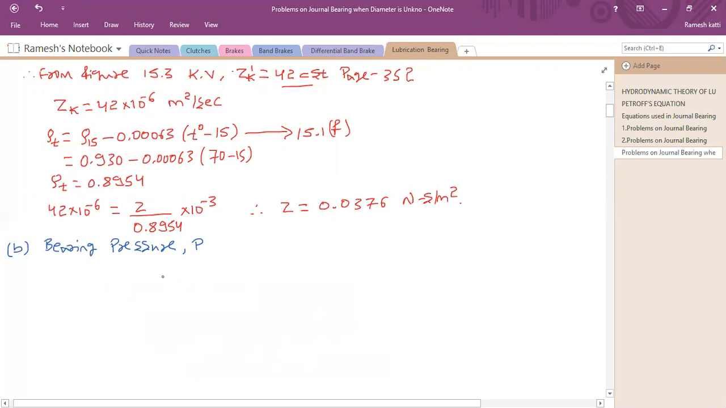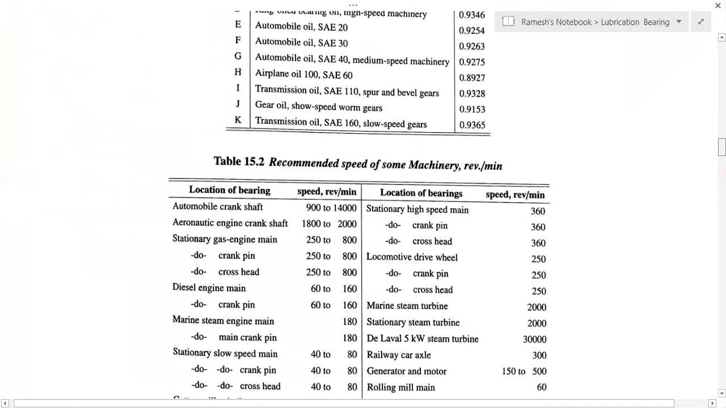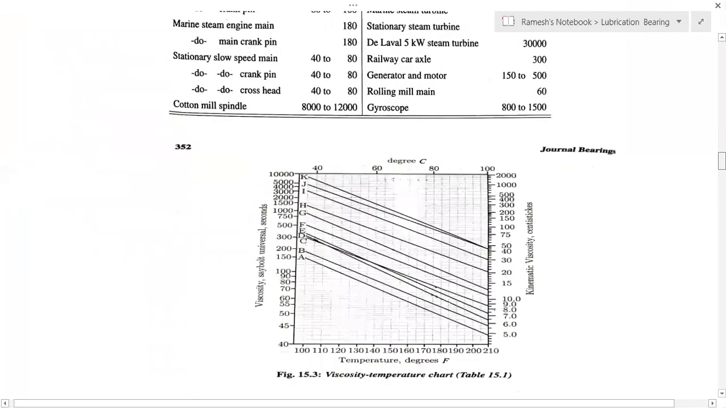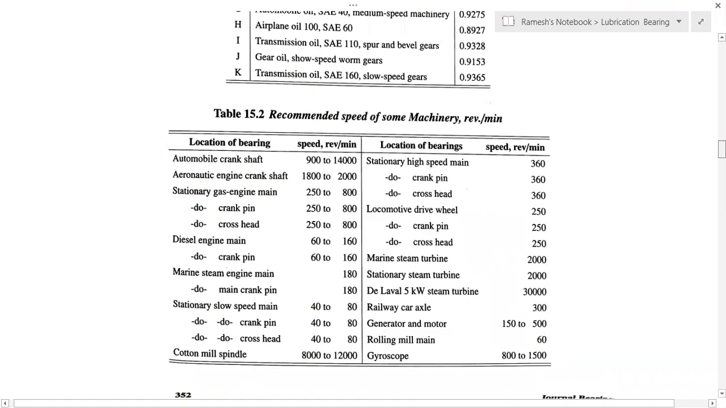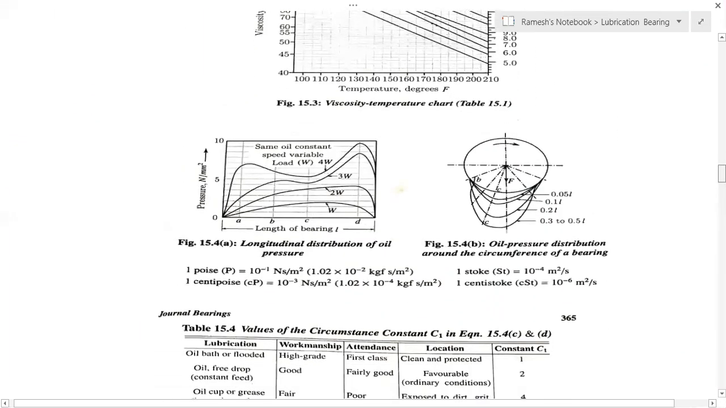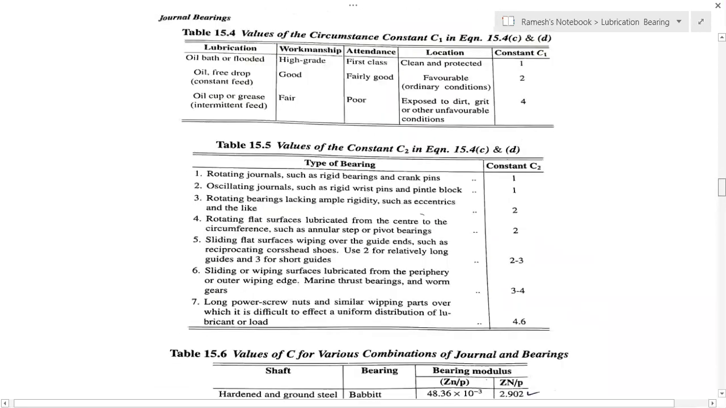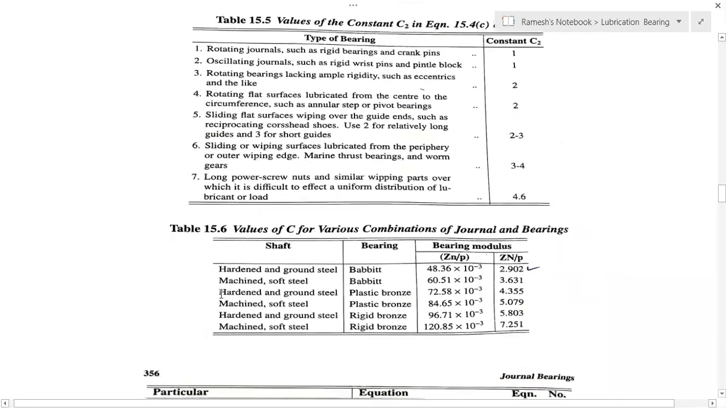How to take it from the bearing modulus? For that, I need to refer to the table. Which table do you need to refer to? I will show you. You need to refer to table number 15.6, which is on page number 365. Here is the table number 15.6. This is used to find out the bearing modulus.